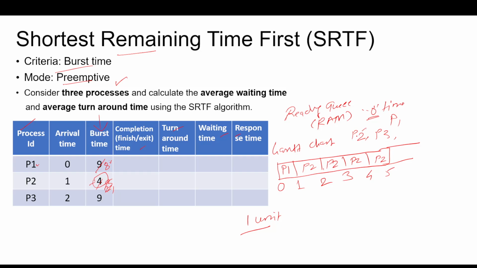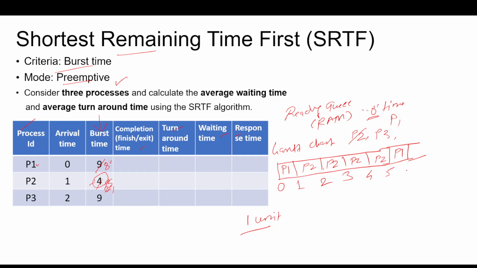Now the P2 process is completely executed. We have only two processes, P1 and P3, whose burst timings are 8 and 9. So that means we will execute the P1 process. When we execute P1 for 1 unit, still 7 will remain with P1 and 9 with P3. So again P1 will have the smallest remaining burst time.